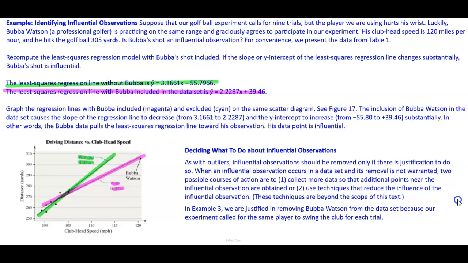In this example, we are justified in removing Bubba Watson from the data set because our experiment called for the same player to swing the club for each trial.